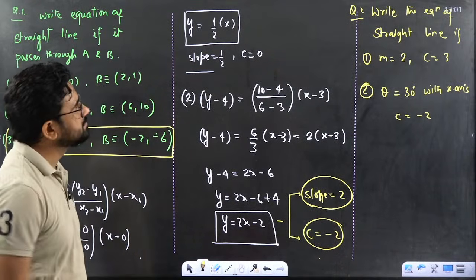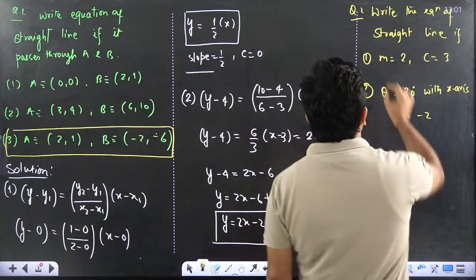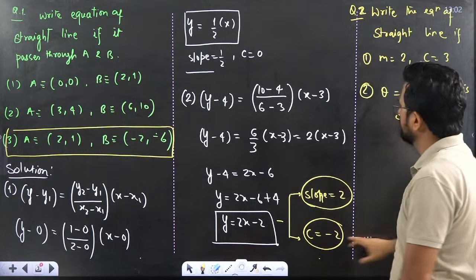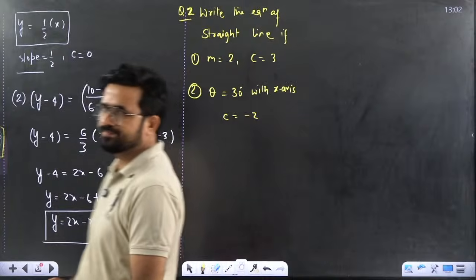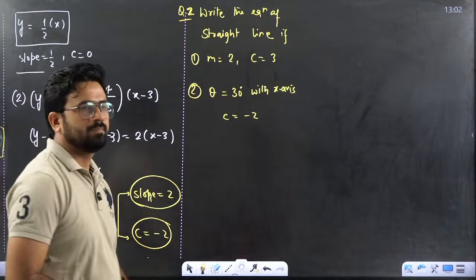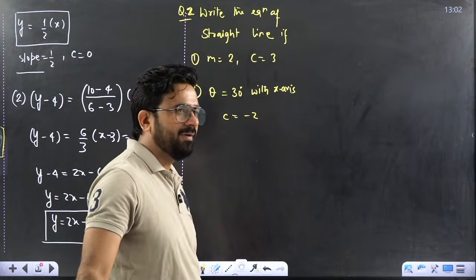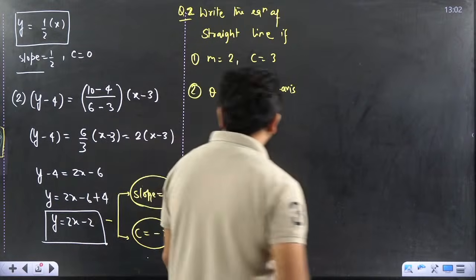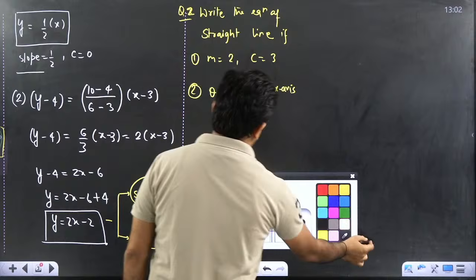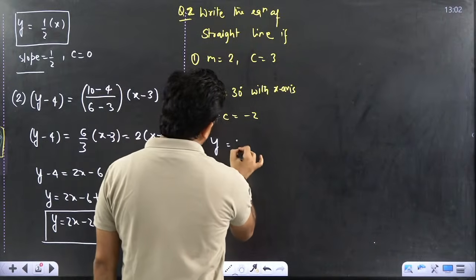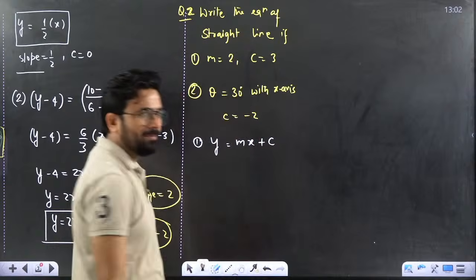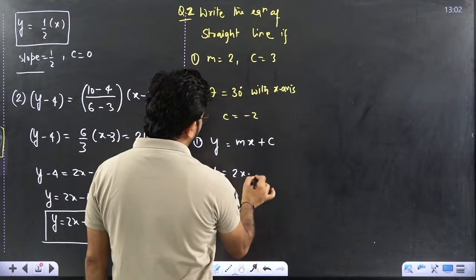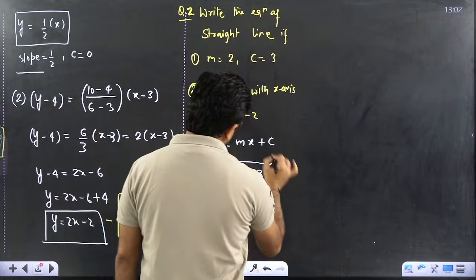Try to get the answer for the second one. What's the equation? Yes, we can use it, beta, alpha. Definitely we will use that equation only, and we will get the answer. Please try. What are you writing for the first one? y equal to mx plus c. When you use this equation directly, slope is given to you, so y equals 2x plus 3. That's the simple answer for the first one.